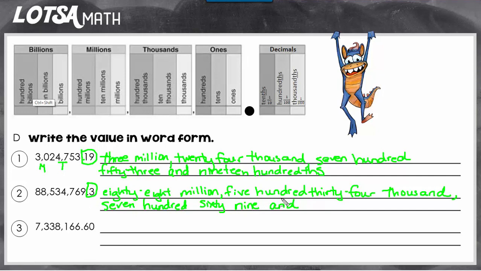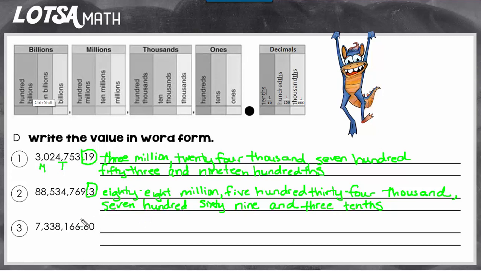This is 3, so and 3, but now you need the place value word. So you have to look and see what place that 3 is in. Since the last digit in this number is in the tenths place, you're going to write 3 tenths. So this number ends up being 88,534,769 and 3 tenths.